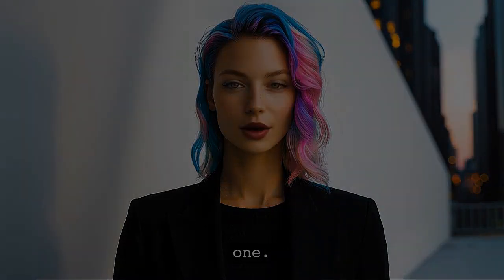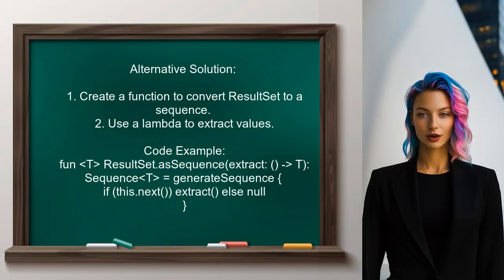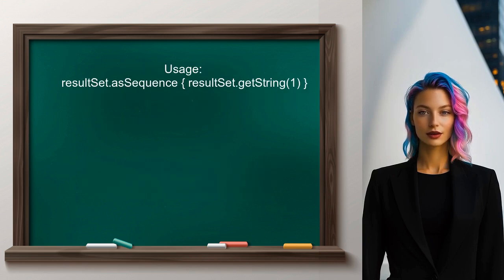Let's explore another one. An alternative approach suggested by a user involves creating a function that converts a result set into a sequence. This function allows you to extract values using a lambda expression.